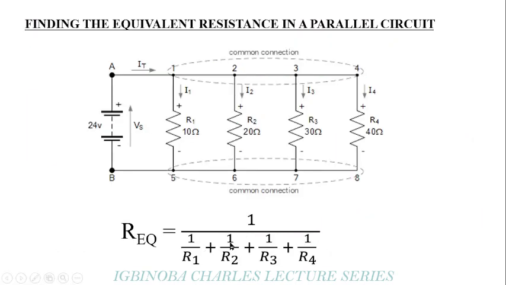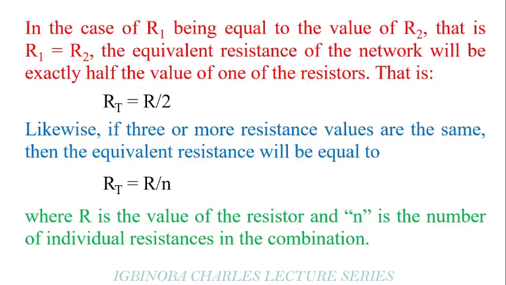All you need to say is: R equivalent is equal to the value of one of the resistances divided by the total number of resistances in the circuit, and you will get your equivalent resistance.